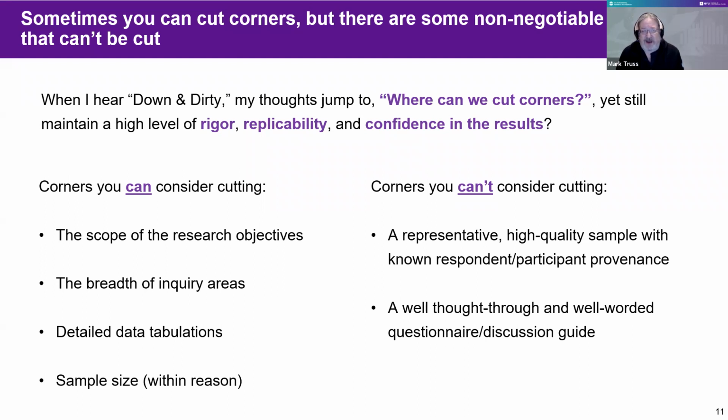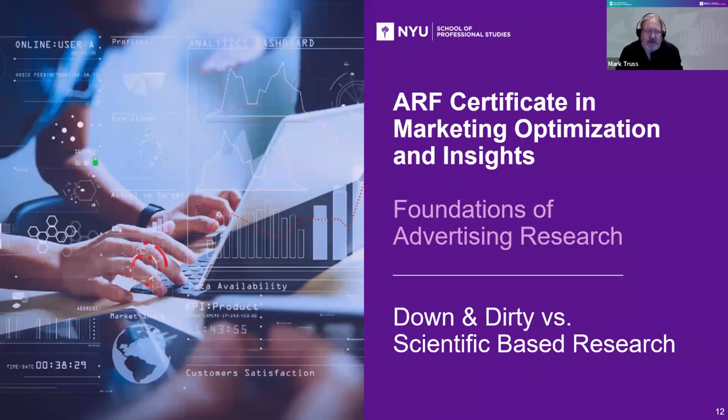And similarly, a well thought through and well worded questionnaire or discussion guide. Sometimes with down and dirty, what people are thinking is, oh, we've only got two weeks to do this, so this questionnaire is good enough. Well, maybe it is. Maybe it's not. Right? And if you ask the wrong questions in your survey or discussion guide or IDI or even in a social listening, what you get out of it isn't all that helpful to anybody, right? So just some thoughts on where is it appropriate to think about cutting and where is it not?